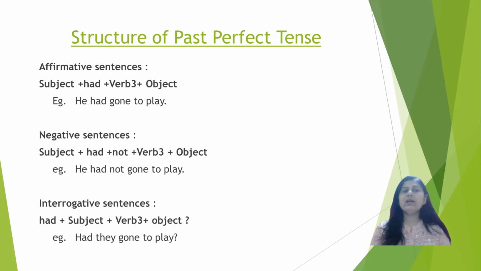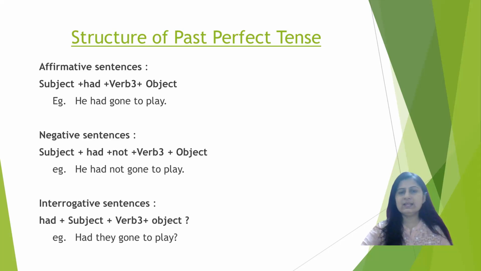In case of negative, this had will be followed by not. Had not. He had not gone to play. In interrogative, this had will come at the beginning of the sentence, and at the end we will have a question mark. So the sentence will become, had they gone to play? Now here we have to see whether the subject is singular or plural. The helping verb will be only had. He had gone to play or they had gone to play. Singular or plural, both subjects will take only had.